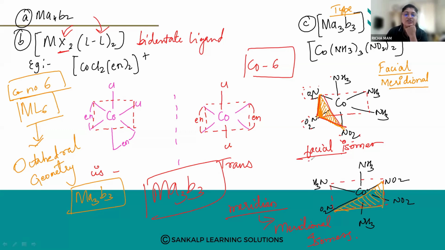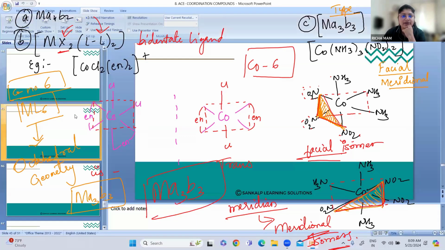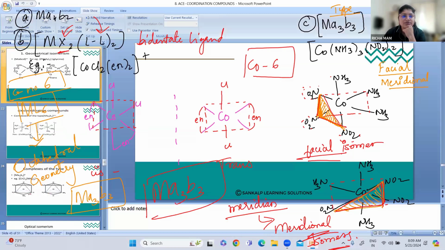Facial arrangement means the identical ligands occupy adjacent corners of the octahedral. So these are facial isomers. And what is meridional? If they occupy around the meridian of the octahedral, then they give rise to meridional isomers. So this is the meridian position. Okay, fine. So this completes our geometrical isomers.